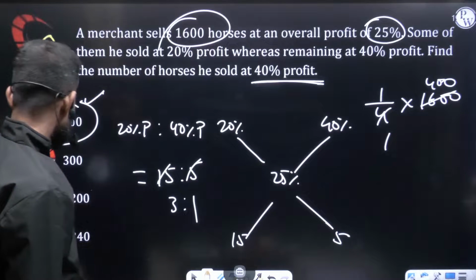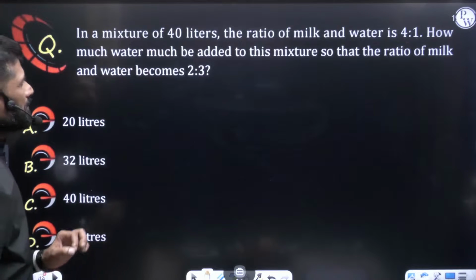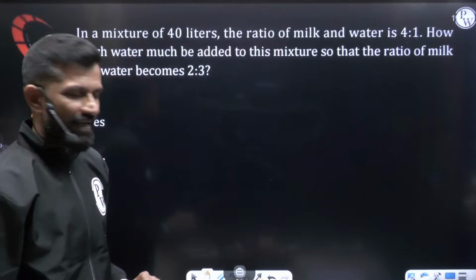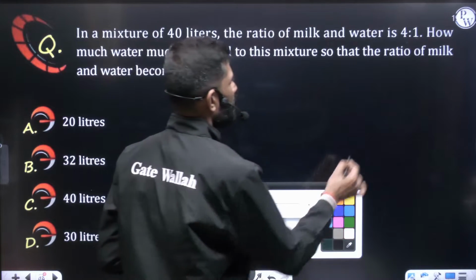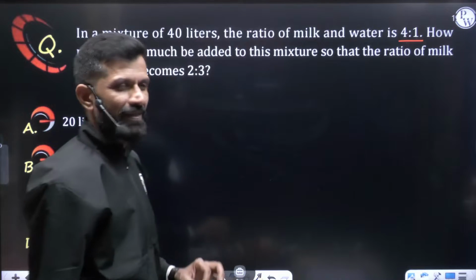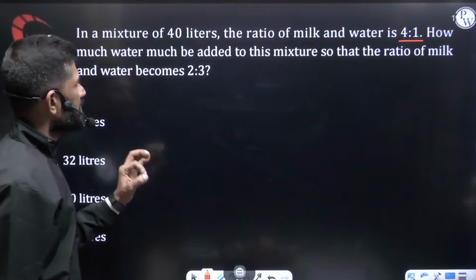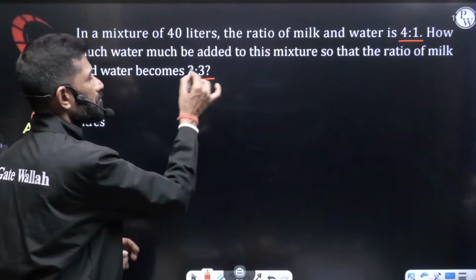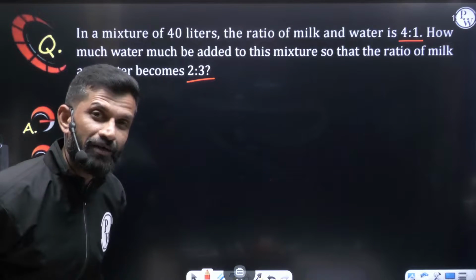Now let's see more questions. In a mixture of 40 liters, the ratio of milk and water is given as 4:1. How much water must be added to this mixture so that the ratio of milk and water becomes 2:3? So we have to add water.